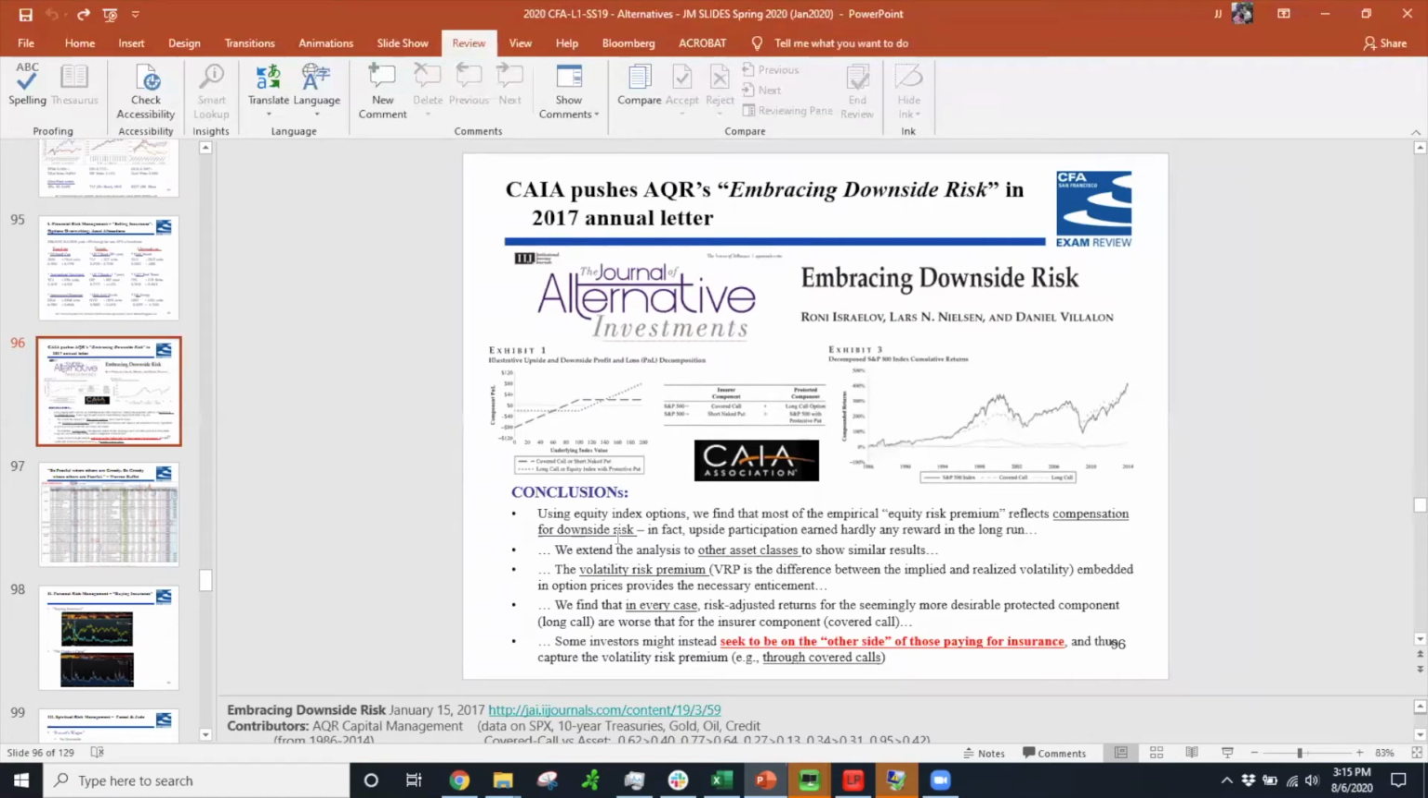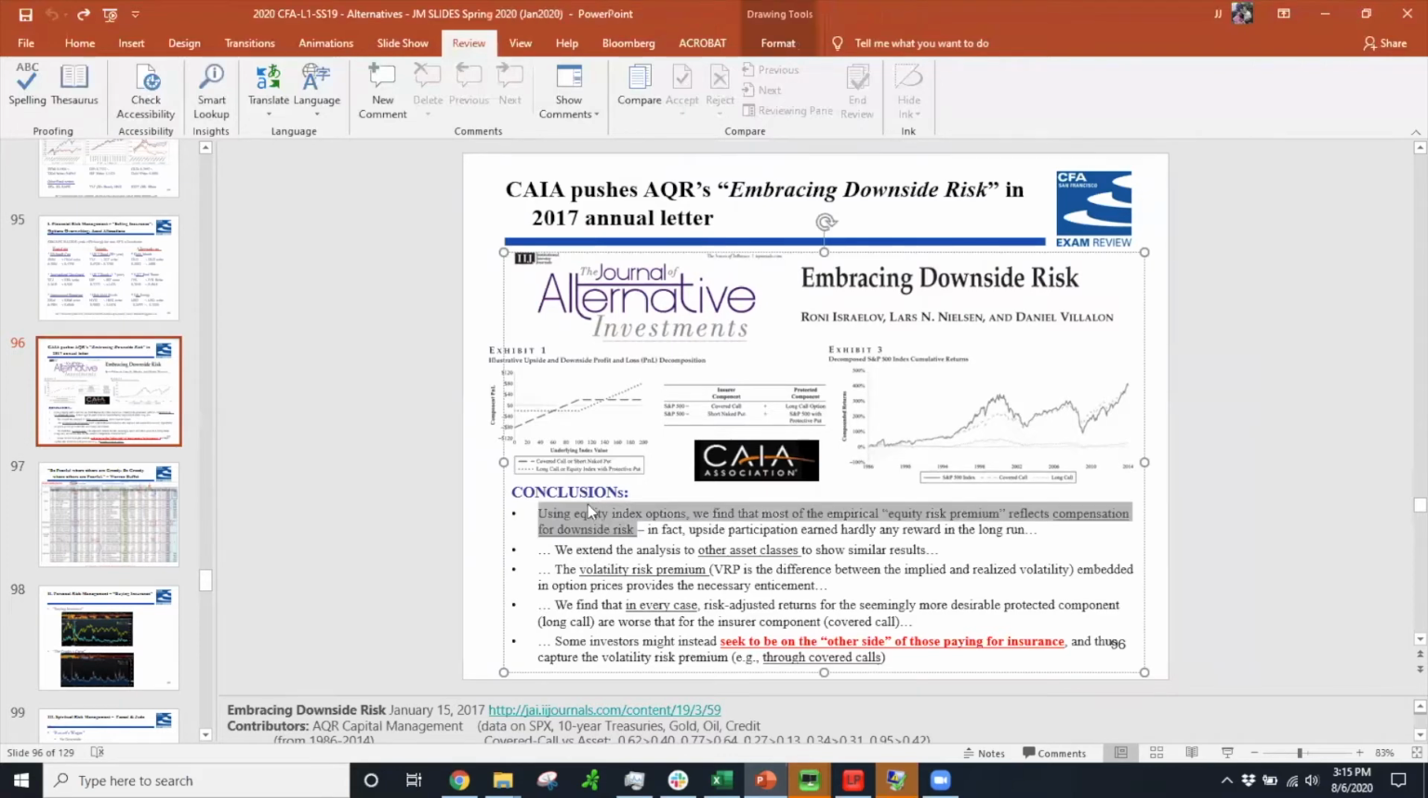They say that no matter what the asset, you should be compensated for taking on downside risk. They extend this to other asset classes, much like we had shown above. And there's a volatility risk premium that's consistent across all these assets.